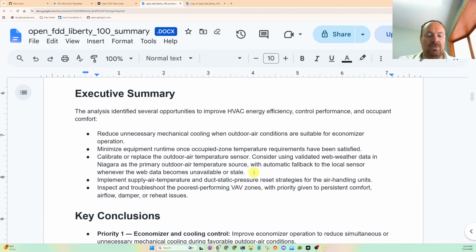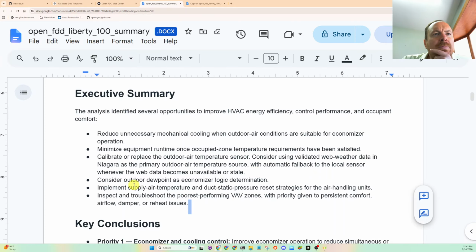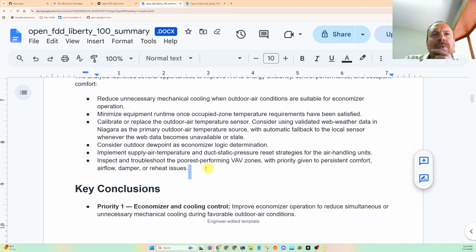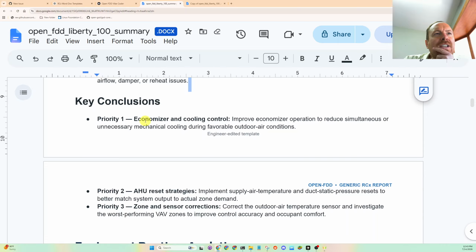And then this is something where we could also put: consider outdoor dew point as economizer logic termination. Implement supplier temperature and duct static resets for air handling units. Okay, so I have this too for troubleshooting worst performing VAV box zones. And then I might have to go over this again, like key conclusions, economizer and cooling control.